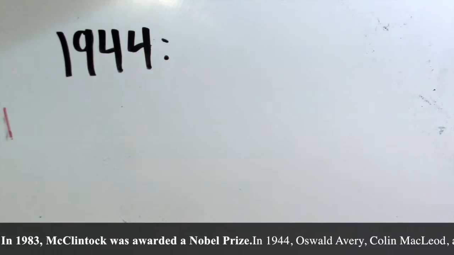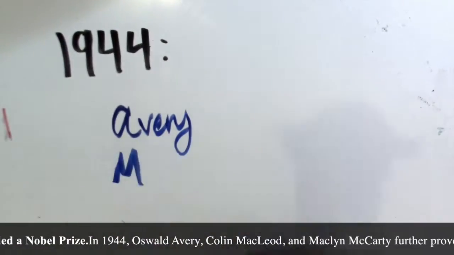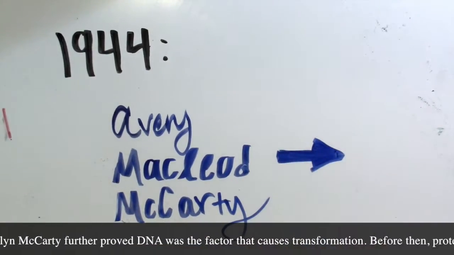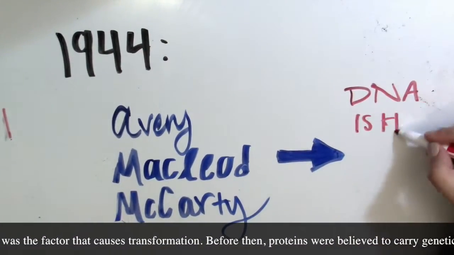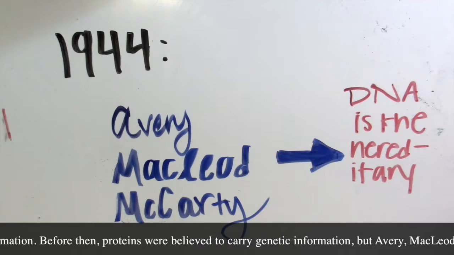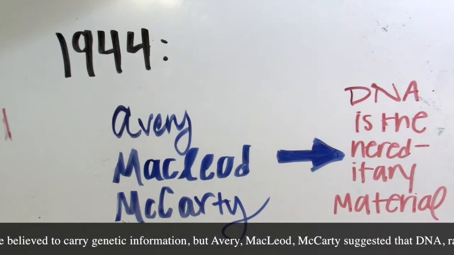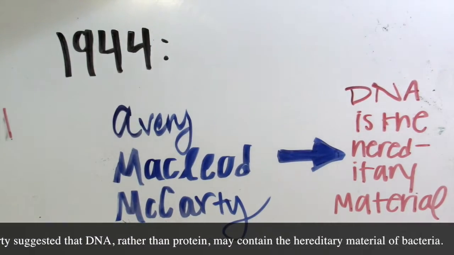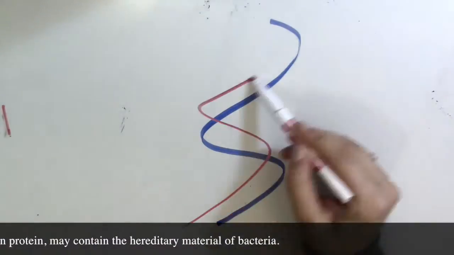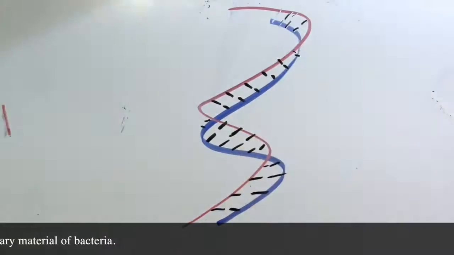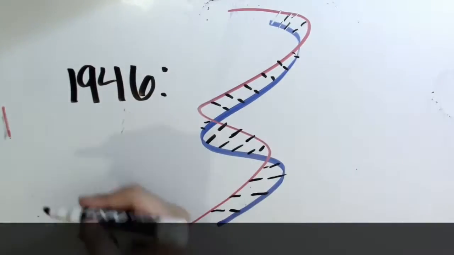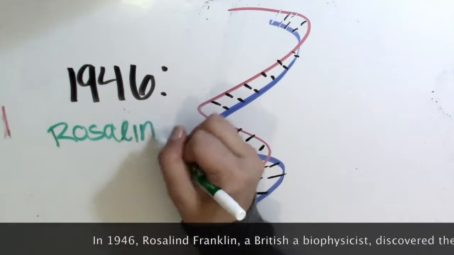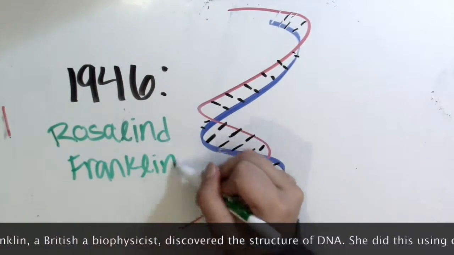In 1944, Oswald Avery, Colin MacLeod, and Maclyn McCarty further proved DNA is the factor that causes transformation. Before then, proteins were believed to carry genetic information, but Avery, MacLeod, and McCarty suggested that DNA, rather than protein, may contain the hereditary material of bacteria. In 1946, Rosalind Franklin, a British biophysicist, discovered the structure of DNA. She did this using X-ray diffraction images of DNA that were captured for the first time.